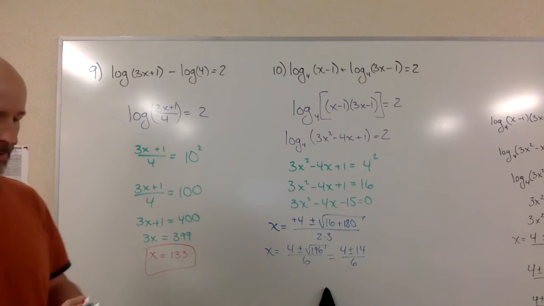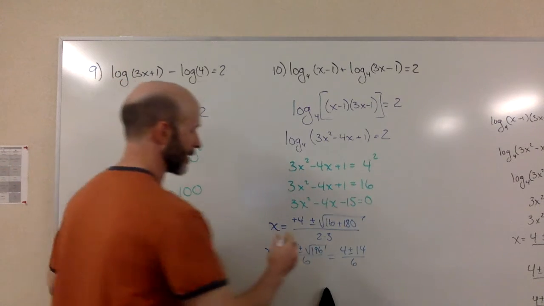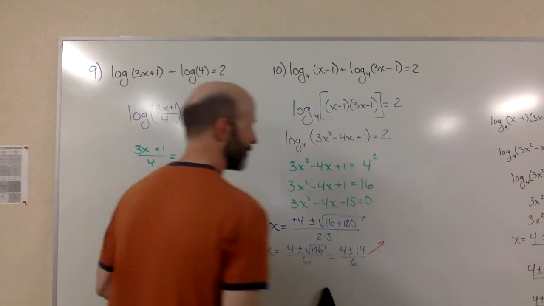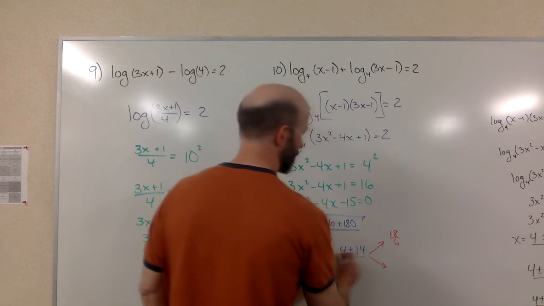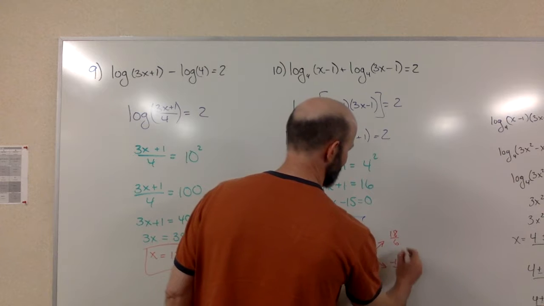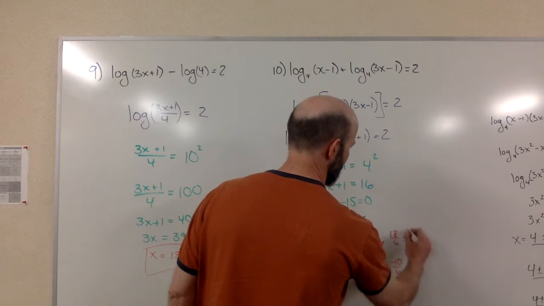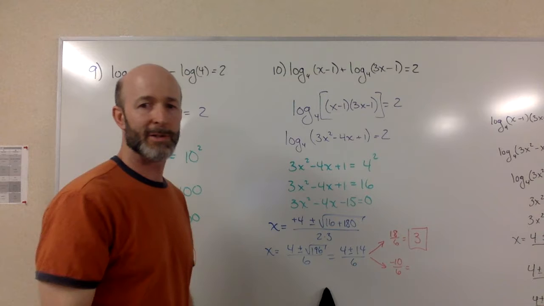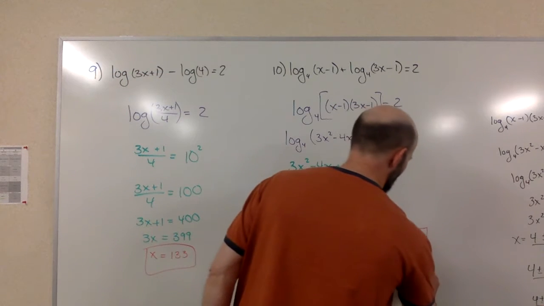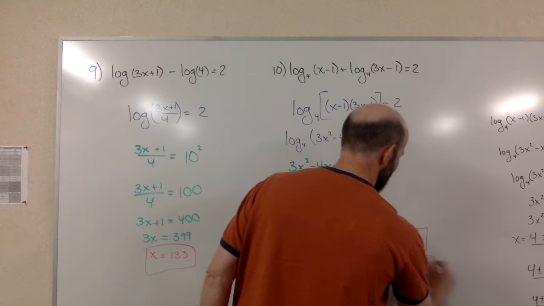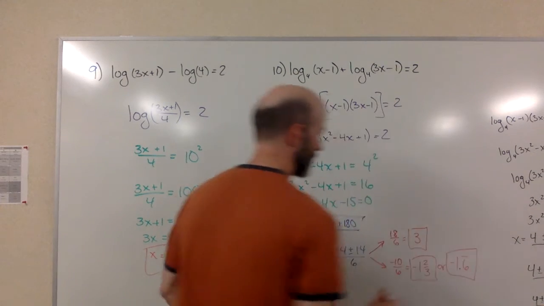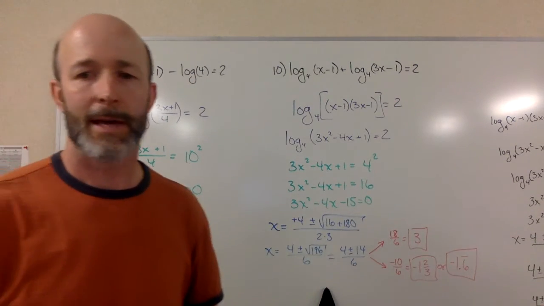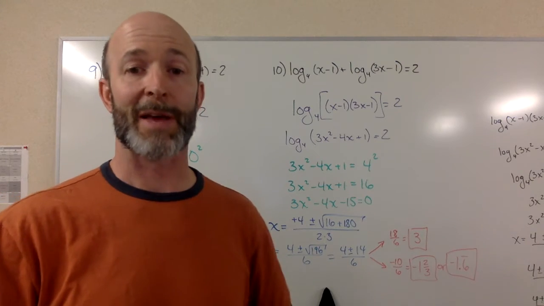So when I combine these, I can look at 2 possibilities here. Either I have 4 plus 14 divided by 6, or I can take 4 minus 14 divided by 6. Either way, I'm going to get my possible solutions. Positive 3 or negative 1 and 4/6, or negative 1 and 2/3, or negative 1.6 repeating. Hey, I just want a correct answer. I'm not worried about the form.